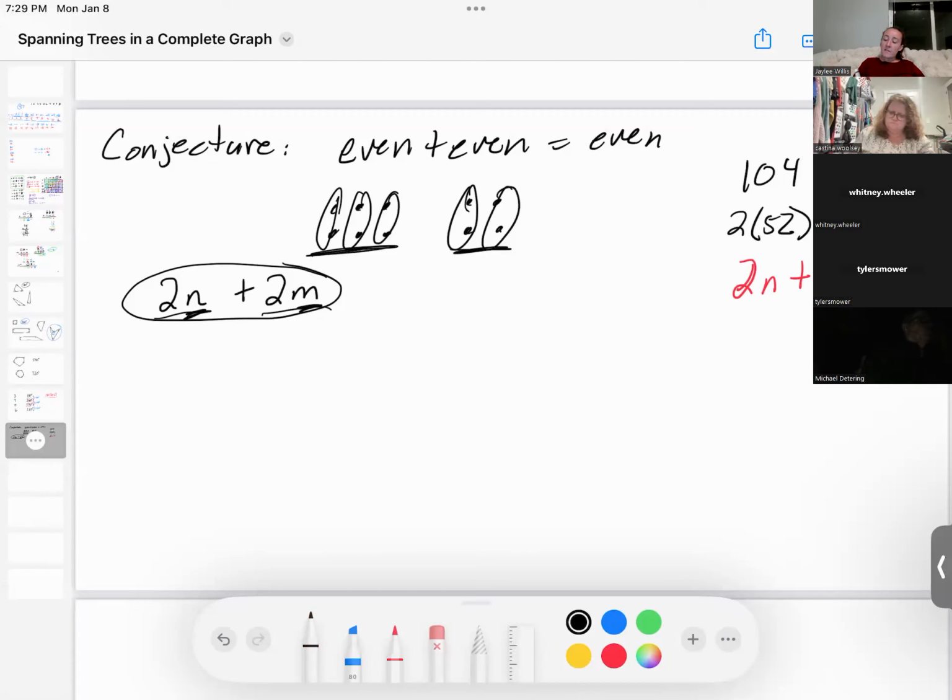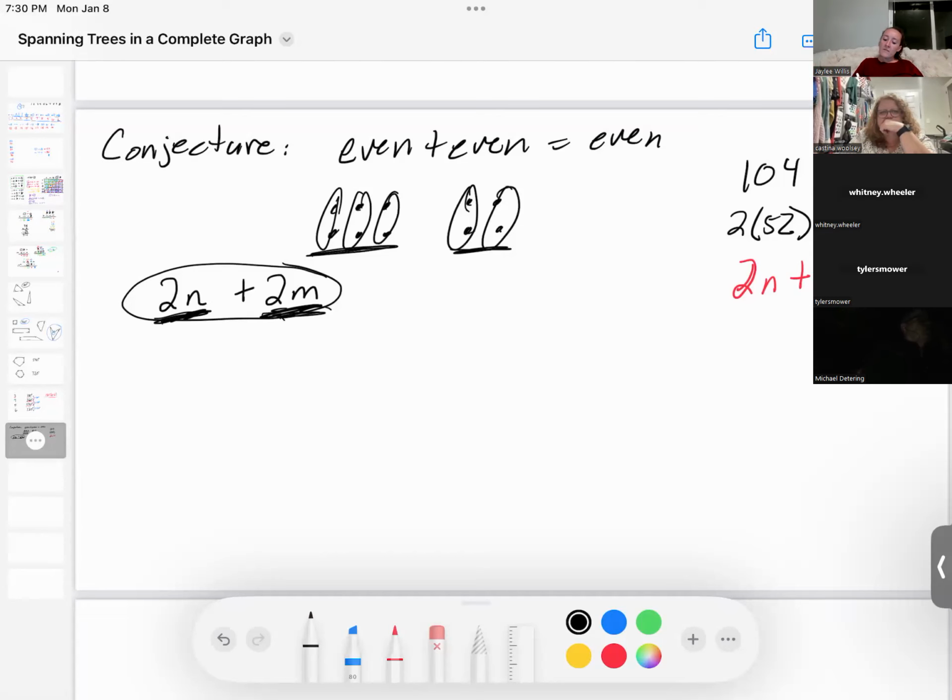So going back to this idea of adding even numbers, we have two even numbers that we've added together, and this expression can represent any two even numbers. It could be 6 plus 4, it could be 104 plus 28. Any two even numbers could be expressed in this form, depending on what integers are represented by n and m.